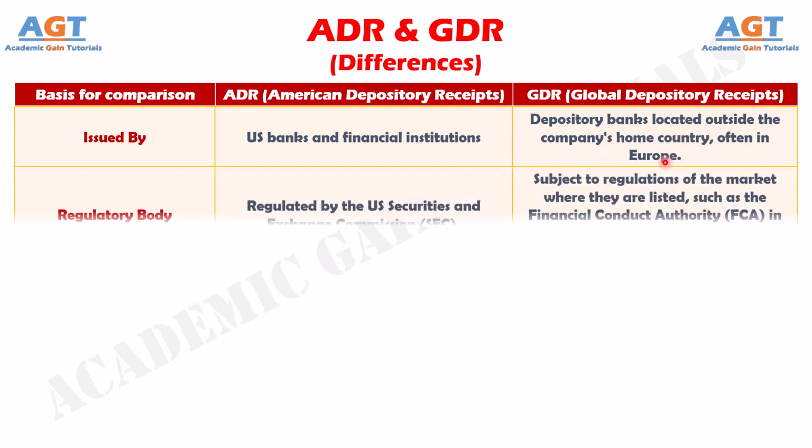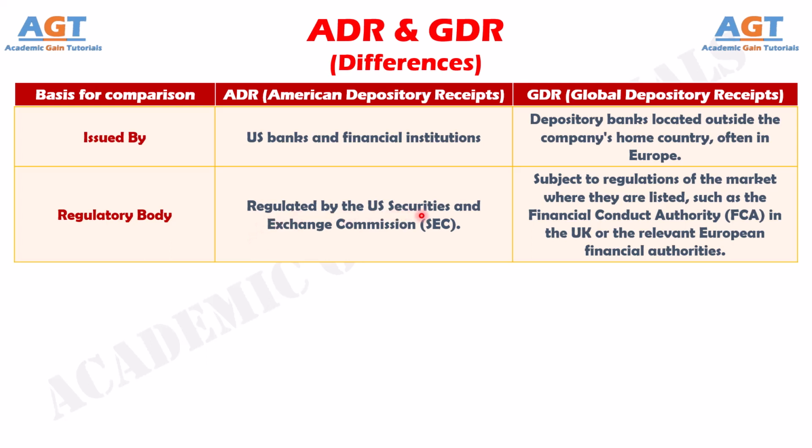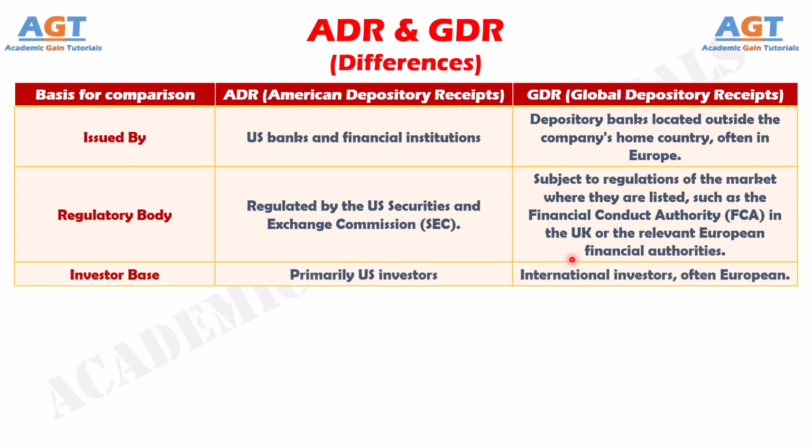Number 8. ADRs are regulated by the U.S. Securities and Exchange Commission, SEC, whereas GDRs are subject to regulations of the market where they are listed, such as the Financial Conduct Authority, FCA, in the UK or relevant European financial authorities. Number 9. ADRs primarily target U.S. investors, whereas GDRs target international investors, often from Europe.